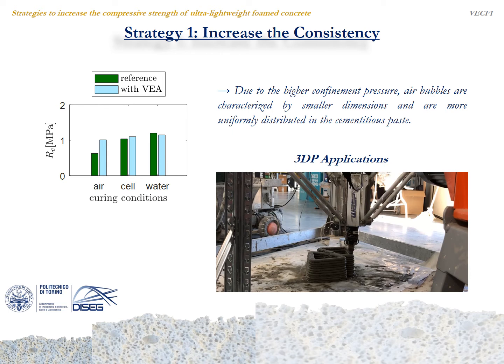A justification for this result may be given in terms of air void distributions and dimensions. Indeed, the air bubbles in the more consistent paste are more uniformly distributed and are characterized by significantly smaller dimensions. This is due to the higher confinement pressure to which the bubbles are subjected. In addition to this, the increased consistency of the ultra-lightweight cementitious paste allows us to apply this special concrete through cutting-edge technology such as 3D printing, as illustrated on the slide.